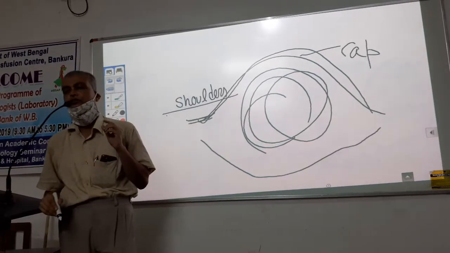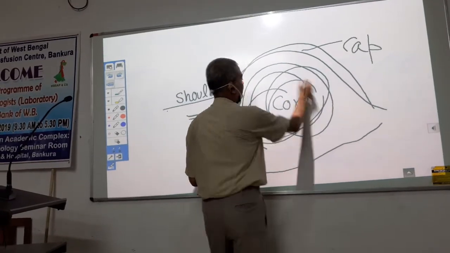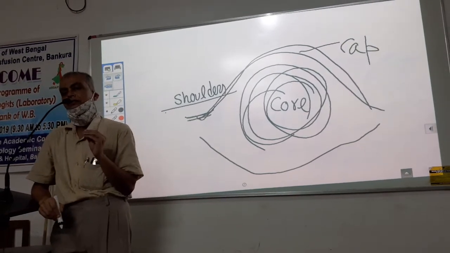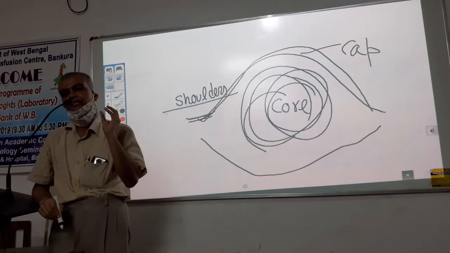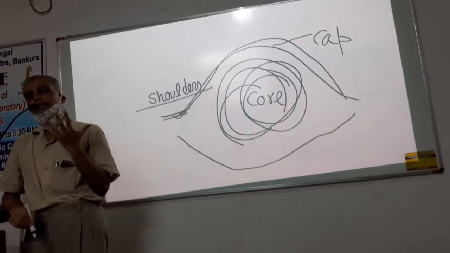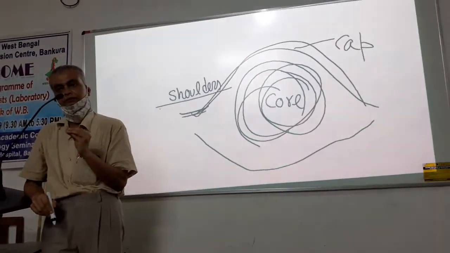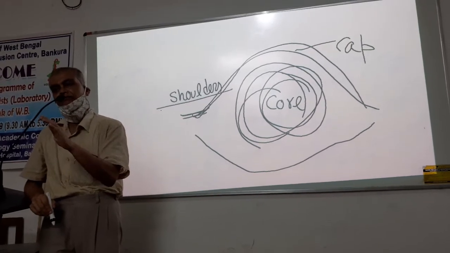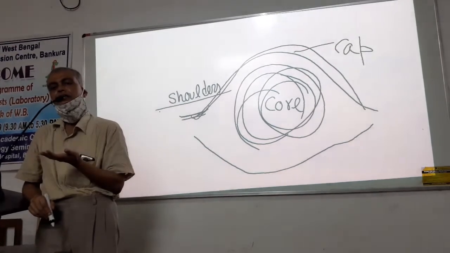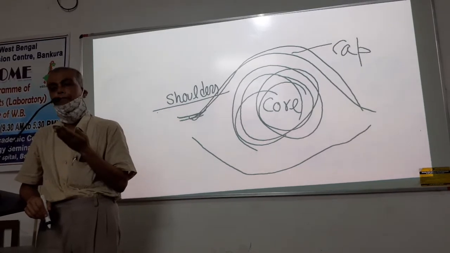The center is known as the core. And this core is predominantly formed by fat that can be intracellular or extracellular, and also extracellular matrix material. So this core is soft. The cap is tough, the shoulder is cellular, and the core is soft. So that is the typical histopathological picture of an atherosclerotic plaque.